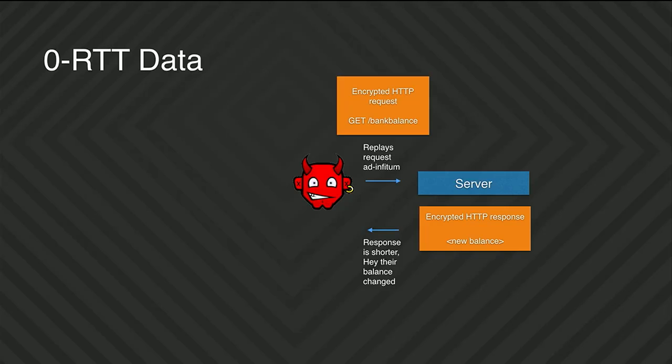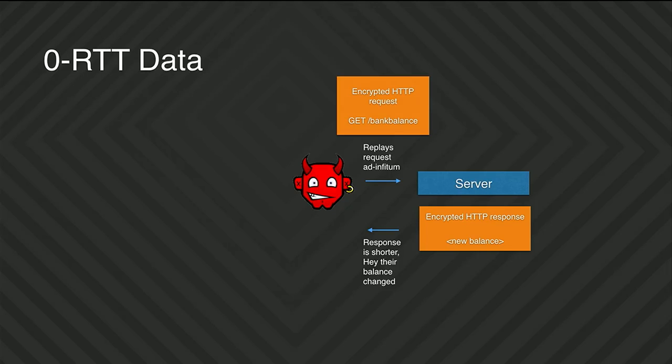So he can see, by observing the length of the response, your bank balance and how it changes over time, whether you're making more money or less money than usual, maybe credit reports, I don't know. Interesting styles of attacks are possible in zero-RTT data if you do this for any type of request. So it's obvious we need to do something to mitigate these attacks in zero-RTT data.